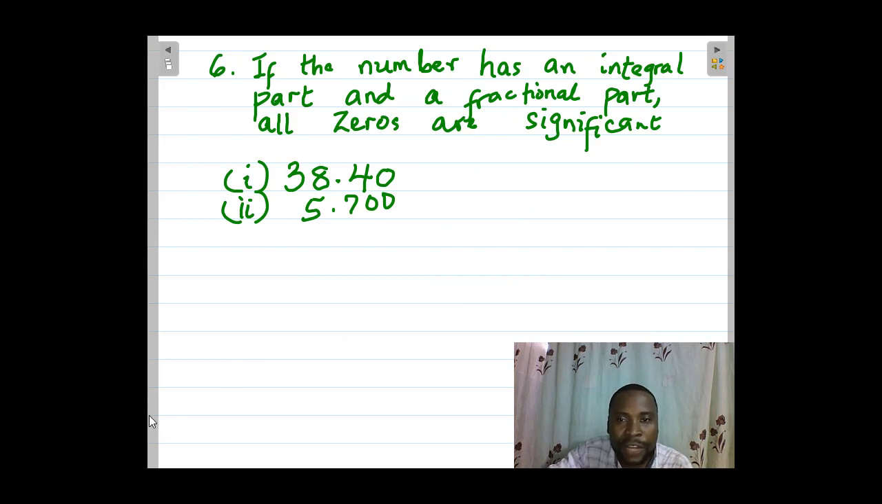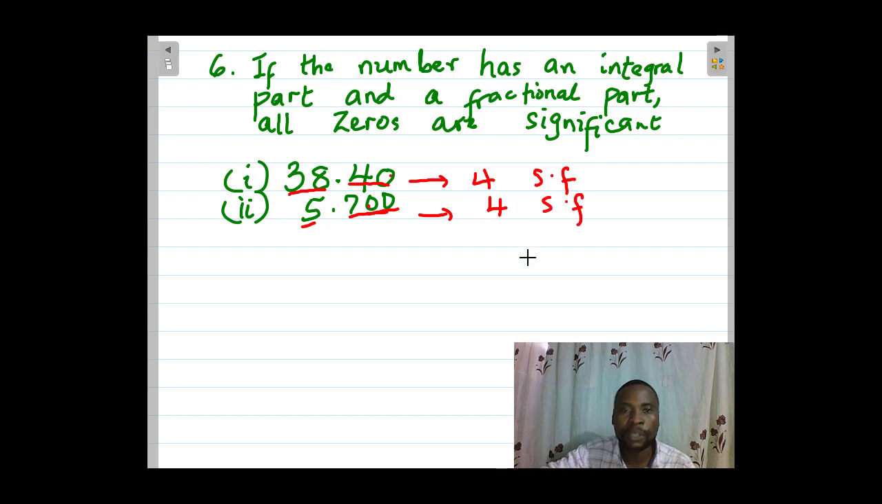Rule number 6. If the number has an integer part and a fractional part, this is the integral or integer part, this is the fractional part, all zeros are significant. So this 0 is significant, this 0 is significant. This 0 is significant, this 0 is significant, this 0 is significant. So how many significant figures are here? Here we have 4 significant figures, and here we also have 4 significant figures.